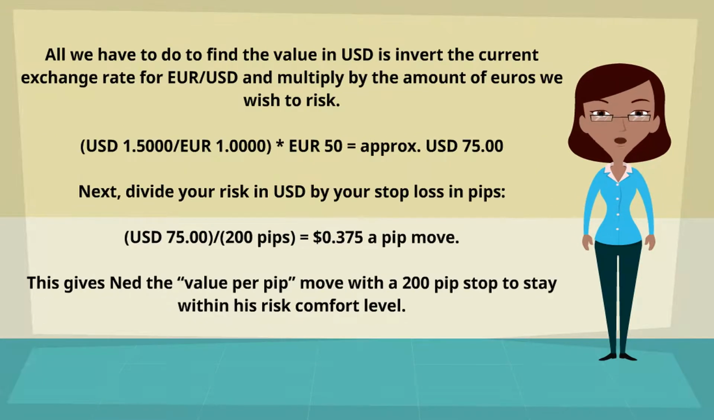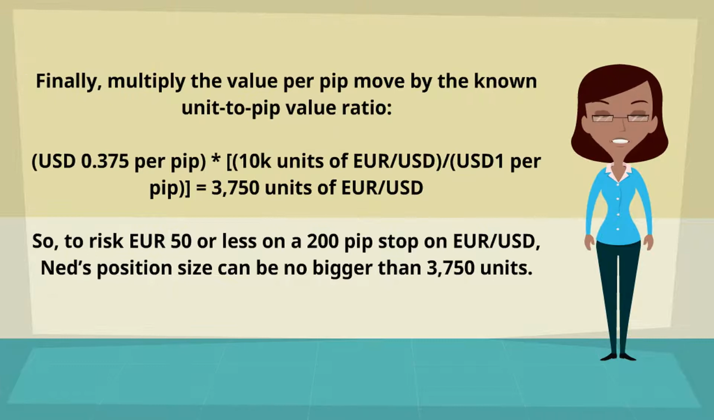All we have to do to find the value in USD is invert the current exchange rate for euro to US dollar and multiply by the amount of euros we wish to risk. 1.5000/1.0000 euros multiplied by 50 euros equals approximately 75 US dollars. Next, divide your risk in USD by your stop loss in pips. 75 US dollars divided by 200 pips equals $0.375 a pip move. This gives Ned the value per pip move with a 200 pip stop to stay within his risk comfort level. Finally, multiply the value per pip move by the known unit to pip value ratio.